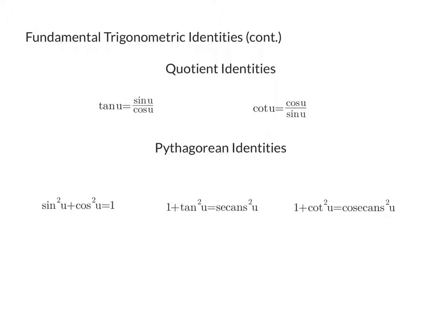Quotient identities, we also know those as well. Tangent u is sine u over cosine u. Cotangent u is cosine u over sine u. We also know the Pythagorean identities: sine squared u plus cosine squared u equals 1, and 1 plus tangent squared u equals secant squared u. And the last one, 1 plus cotangent squared u equals cosecant squared u.